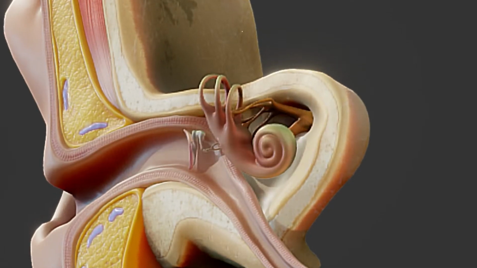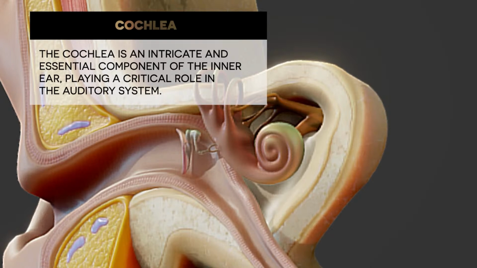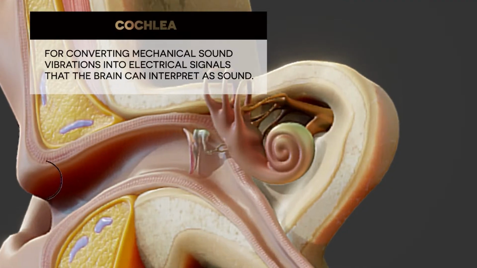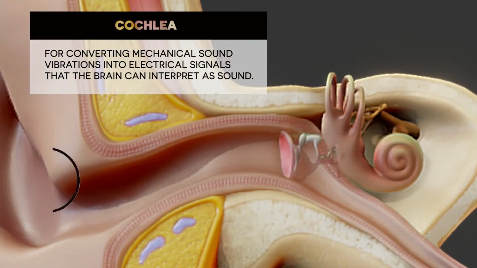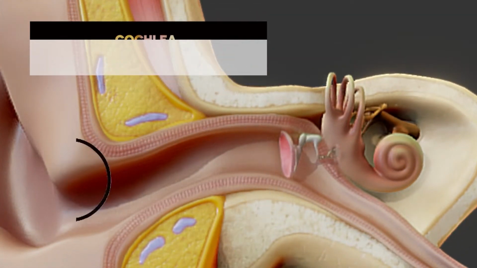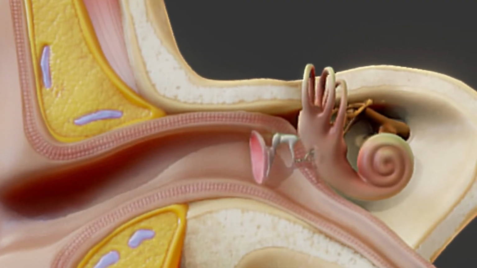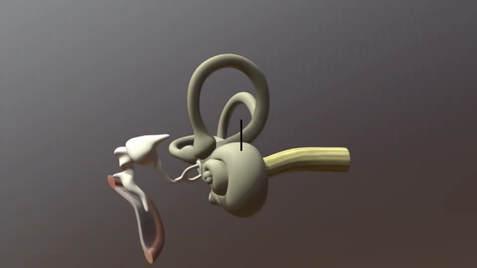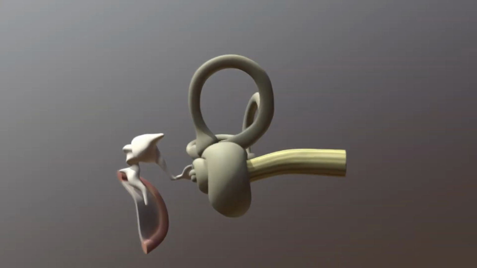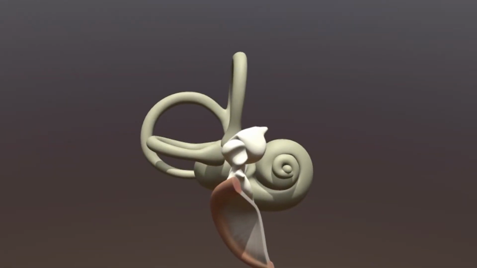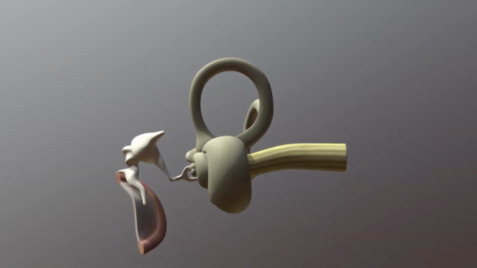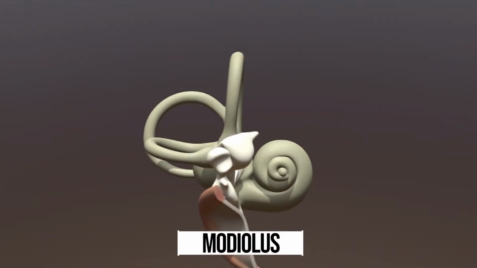Cochlea. The cochlea is an intricate and essential component of the inner ear, playing a critical role in the auditory system. It is responsible for converting mechanical sound vibrations into electrical signals that the brain can interpret as sound. Here's a more detailed look at its structure and function. Structure of the cochlea. Spiral shape. The cochlea is a spiral-shaped, coiled tube resembling a snail shell. It makes about 2.5 turns around a central bony pillar called the modiolus.